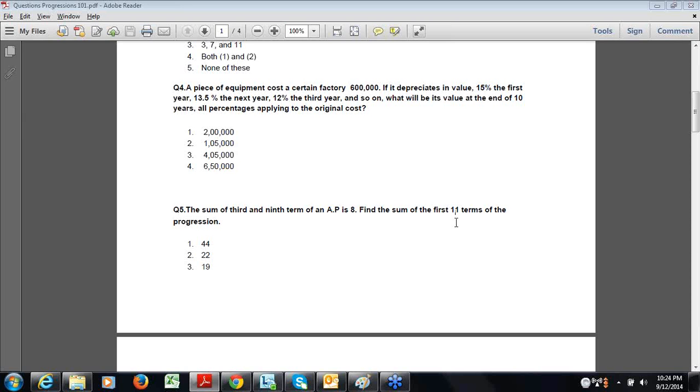Question number 4 says a piece of equipment of a certain factory is 600,000. If it depreciates in value 15% for the first year, 13.5% for the next year, 12% the next year, and so on, then basically we are seeing a pattern here. So it's an AP. What will be its value at the end of 10 years? All percentages applying to the original cost.